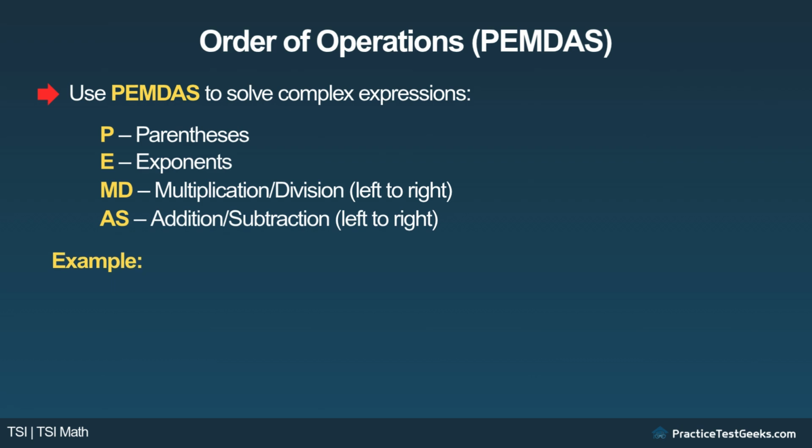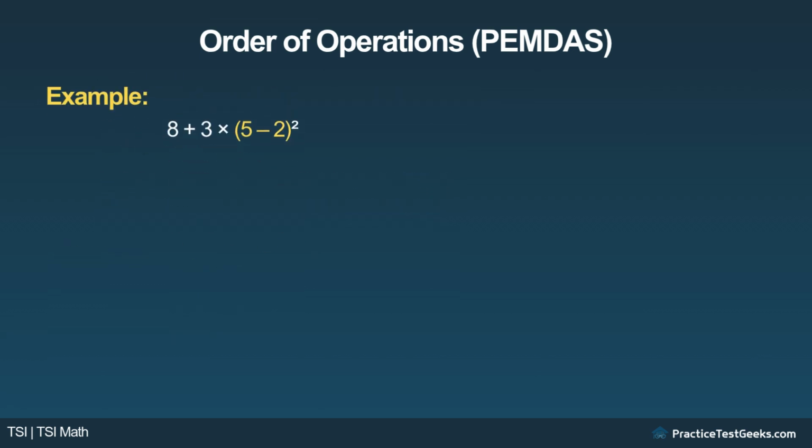Example, given expression, 8 plus 3 times, open parenthesis, 5 minus 2, close parenthesis, squared. Step 1. Solve inside the parentheses. 5 minus 2 equals 3, so the expression becomes 8 plus 3 times 3 squared. Step 2. Apply the exponent. The notation 3 squared means multiply 3 by itself.